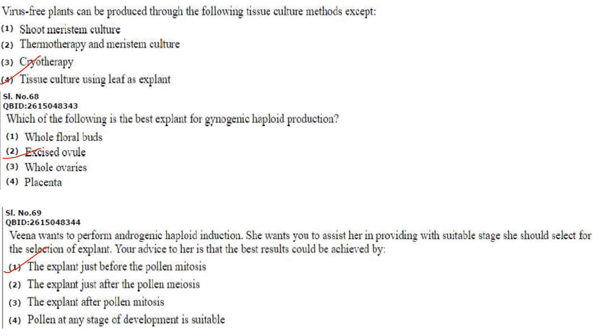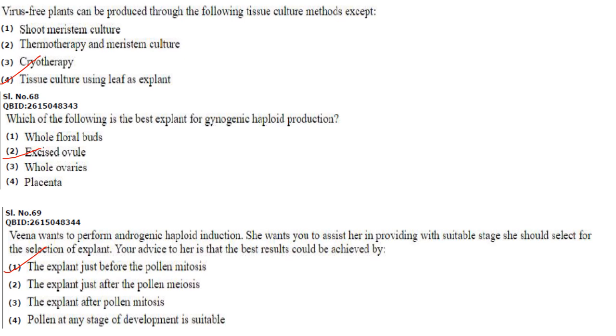Then next one. Which of the following is the best explant for gynogenic haploid production? So for gynogenic, that is the female reproductive organ. So excised ovules will be the best explant for gynogenic haploid production. Whole floral buds means you will have both anthers and ovules. But excised ovules will give you gynogenic haploid production.